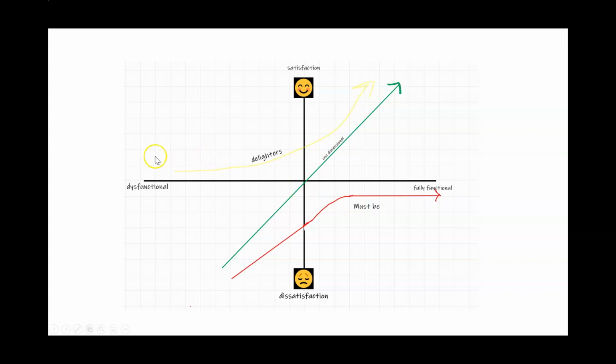And then you'll see this yellow line, the delighters. These are the things that maybe customers don't expect, but when they're offered, oh, they're so happy. You delight them and their satisfaction increases. So let's take an example, which probably many of you have experienced, staying at a hotel.